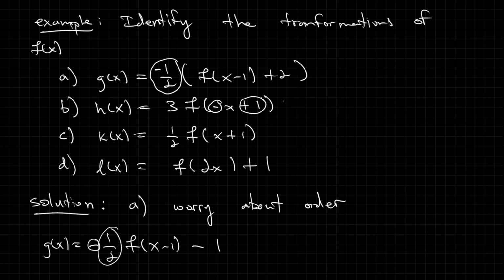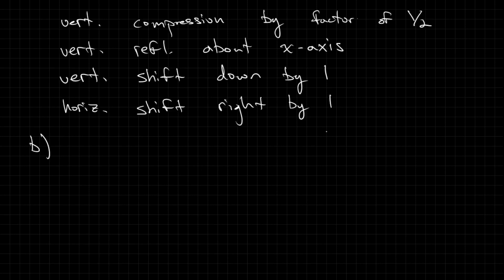Specifically, we need to make sure that all horizontal compression, stretches, and reflections also multiply the shift. And in this problem, that is not true. This minus here does not multiply the shift. So we'll have to factor out that minus. So let's put down first, we'll worry about the order. And then we'll go ahead and factor out this minus.